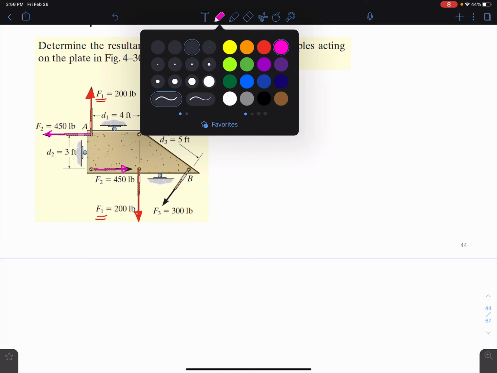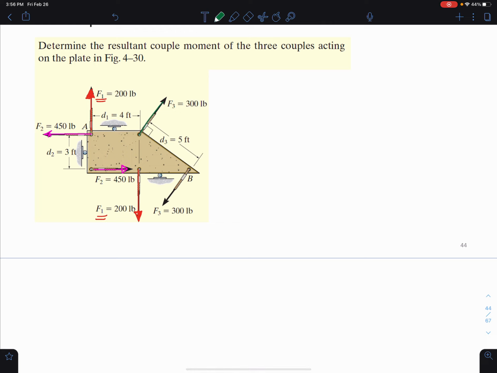That's why they're both 450. And F3, these parallel forces that cause rotation, is at 300 there. So we have 3 sets of couple moments here, and we want to determine the resultant, which is just equal to the sum of all moments.